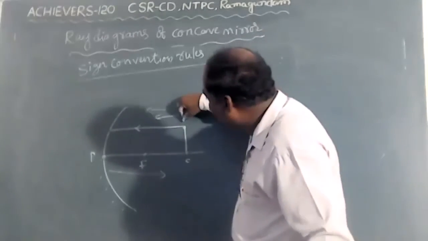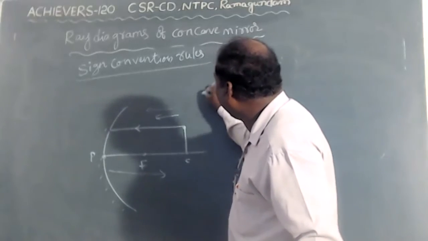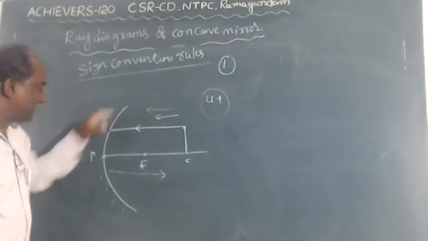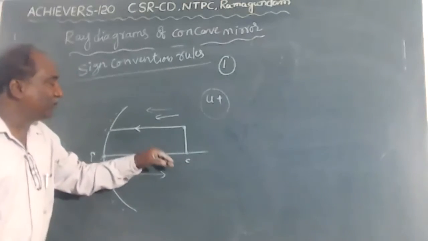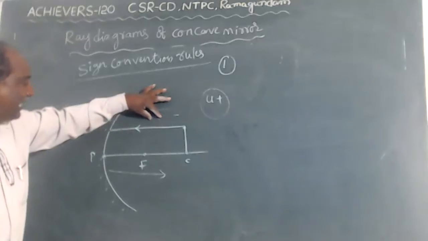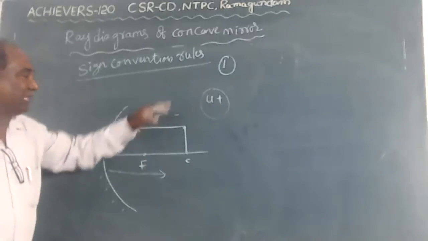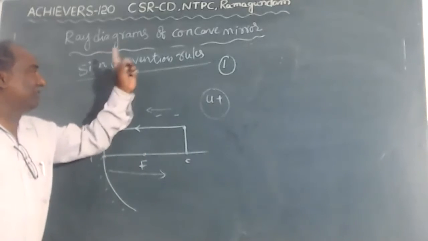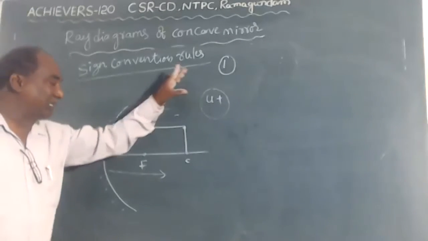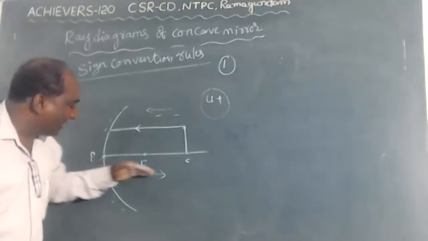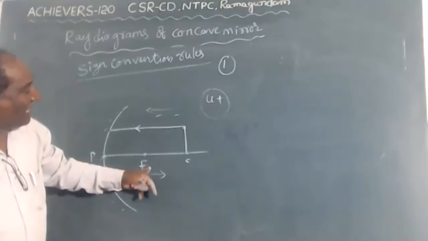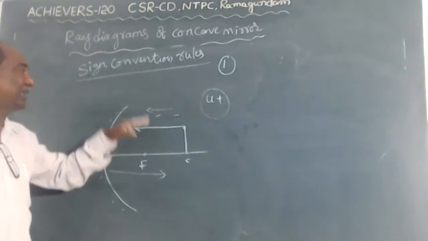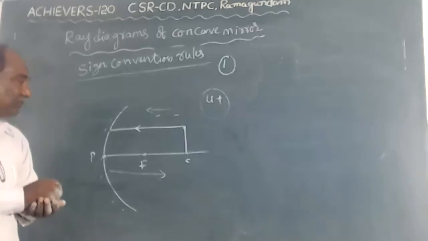If you measure in the direction of the incident ray, the object distance is taken as positive. All the distances are measured from the pole, but we should measure in the direction of the incident ray to the object. So that's why we take it as positive, opposite to the pole. It is the first sign convention rule. That's why object distance is positive.